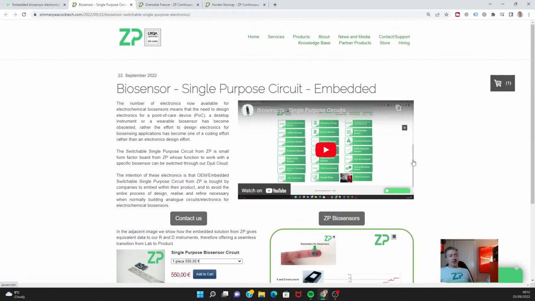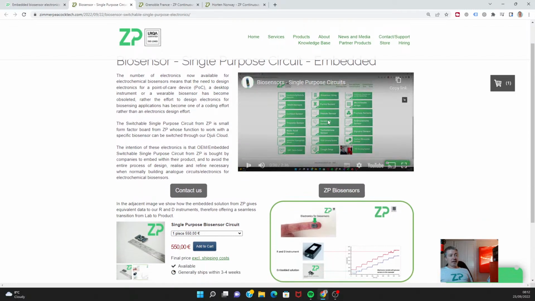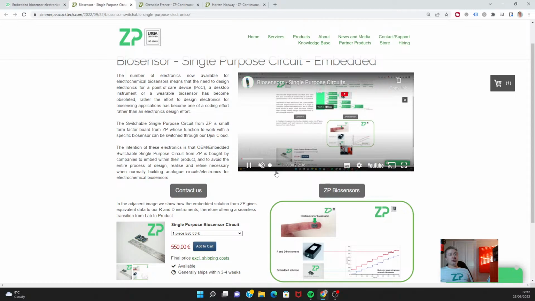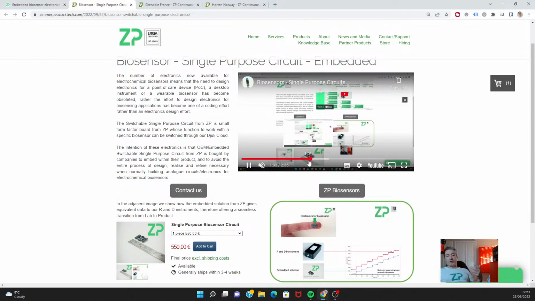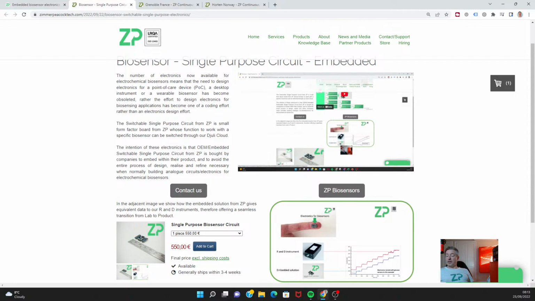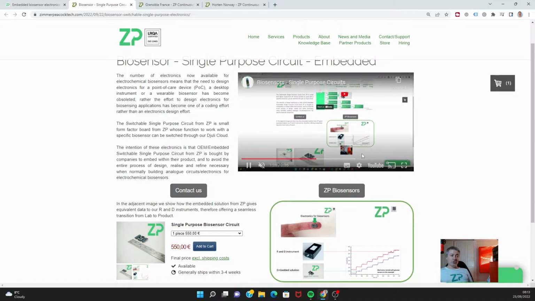It says that in some ways the development now of new analog electronics for biosensors like glucose and lactate and oxygen, sodium, potassium, has become more of a coding game rather than a design game. Because what we've done at ZP now is we've allowed people to use our embedded electronics solution. They can essentially buy it off our website. They can add a note when buying it to say whether it's for glucose or lactate, and then we'll flash the necessary parameters onto the board.